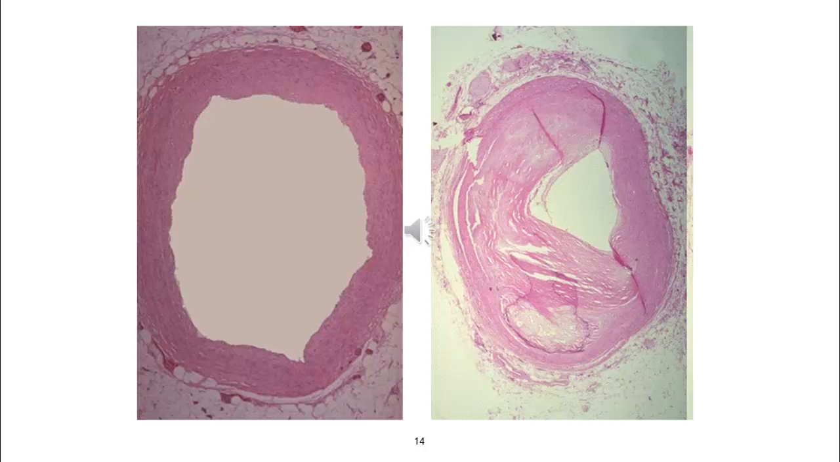In this picture, you can compare a normal vessel with a diseased vessel. In the normal vessel, the lumen is unremarkable, while in the diseased vessel, there is an intimal lesion which is going to cause narrowing of the lumen of the blood vessel on the right hand side, and it is also going to cause weakening of the underlying media.